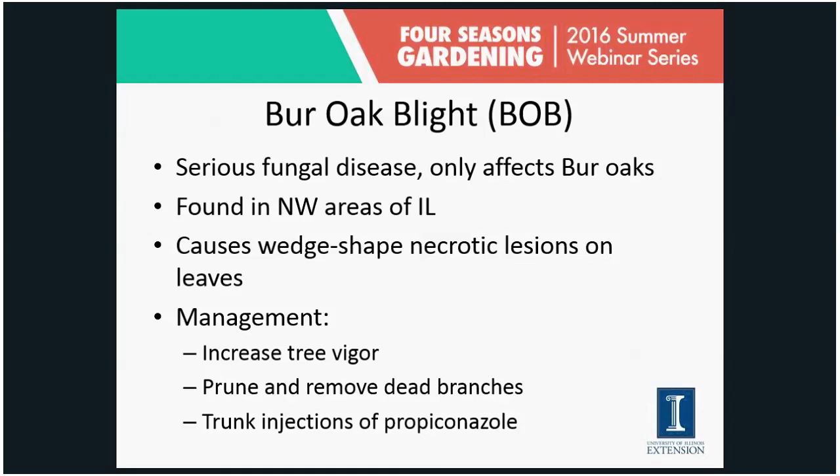So the management for Bob, again, this is something we can actually do something about. Increase tree vigor. Well, that's something we talk about for almost all of these. Prune and remove dead branches. Getting rid of dead tissue is generally speaking a good idea no matter what. But again, remember, you want to do it when the tree is dormant if possible. And then you can use trunk injections of propiconazole. And propiconazole is a fungicide.